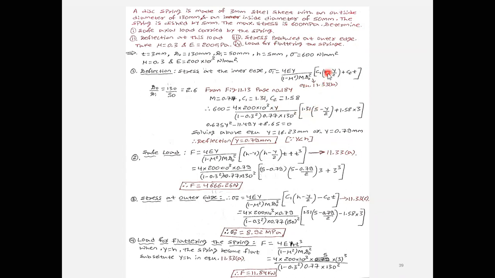Substitute that. The h value is given in the data, it is 5. The y value we don't know, keep it like that only. The C2 value is 1.58. The t value is given, it is 3. Substitute that, and after solving that, you will get this equation.